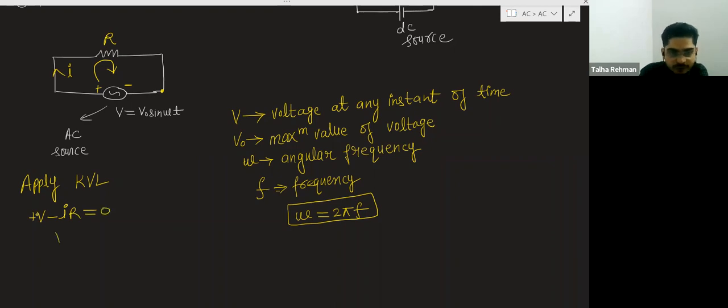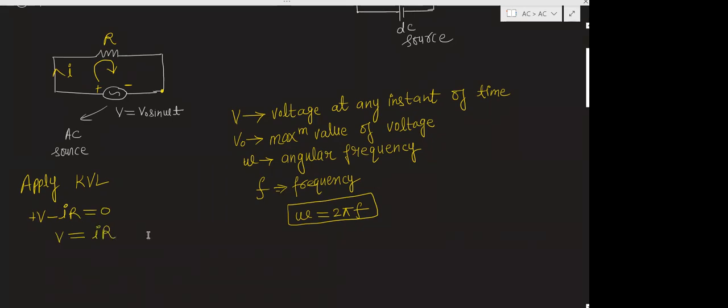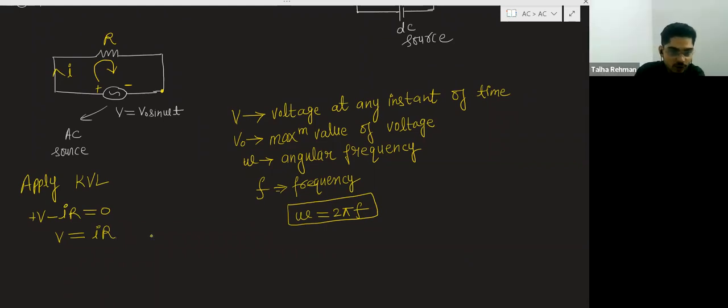So what we will get is V is equal to I into R. Okay. Now if I want to find the current in this circuit, how will I write it?